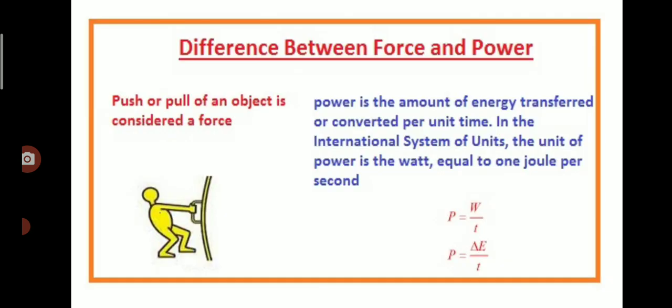Let us see the difference between force and power. Force may be a push or pull type. Push or pull of an object is considered as the force, while power is the amount of energy transferred or converted per unit time. In the International System of Units, the unit of power is the watt, equal to 1 joule per second. Power is equal to work done upon time, or we can define it as delta E upon time t.